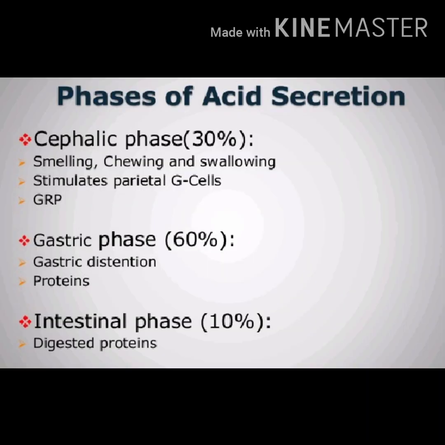There are three phases of acid secretion: first the cephalic phase, next the gastric phase, and last the intestinal phase. The cephalic phase accounts for 30%. While we are smelling, chewing and swallowing food, it stimulates the parietal cells, the G cells and GRP. In the gastric phase, 60%, gastric distension and proteins enter with the food particles. Next is the intestinal phase, which accounts for 10%, due to already digested proteins.